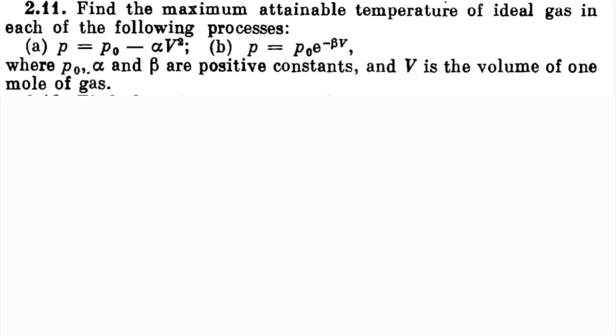Welcome to Irodov problem solving series, and this is problem number 2.11 in heat and thermodynamics segment. This time the problem is stating: find the maximum attainable temperature of ideal gas in each of the following processes. The first process being P equals P naught minus alpha V square, and the second process being P equals P naught e to the power minus beta V, where P naught, alpha and beta are positive constants and V is volume of 1 mole of a gas.